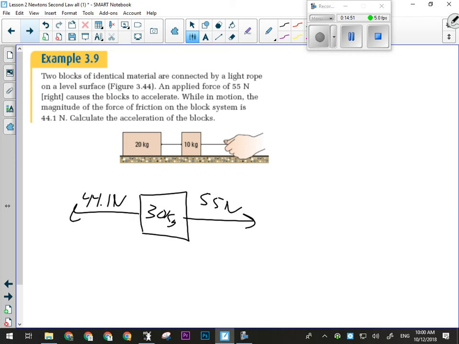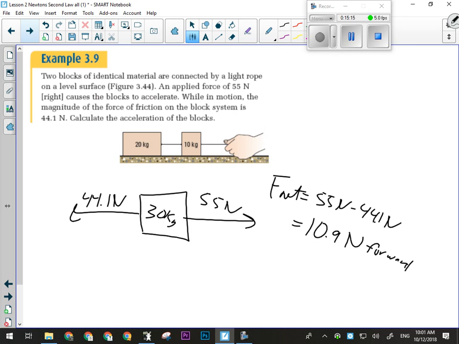All right, so if I'm looking at this then, my overall net force here is going to be 10.9 newtons, right? 55. So my net force on the whole system is going to be 55 newtons minus 44.1 newtons, okay, which should give me 10.9 newtons forward.